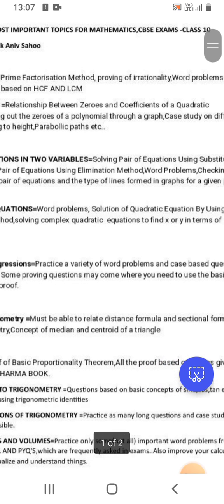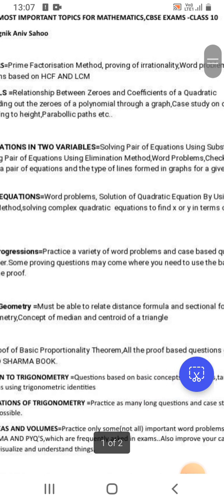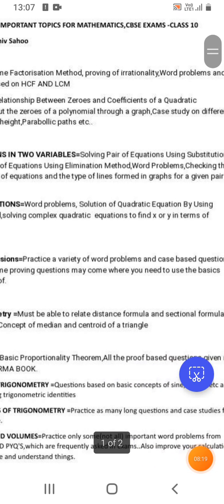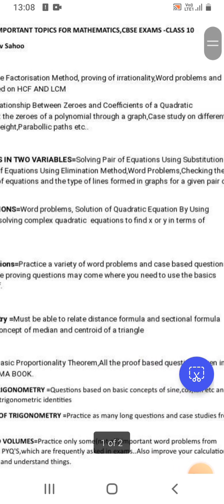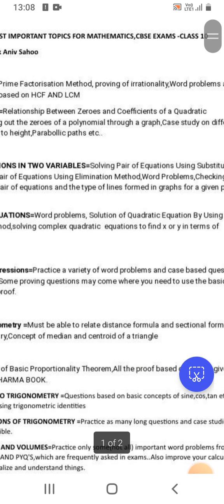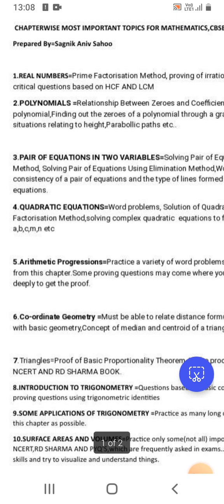Then some proving questions may come where you need to use the basics deeply to get the proof. Those kind of proving questions you will find in your reference books. If you are unable to get it, then please ask it in the comment section. Then I would explain it in the comment section with one example question. But you need to practice case based questions from this chapter and word problems.